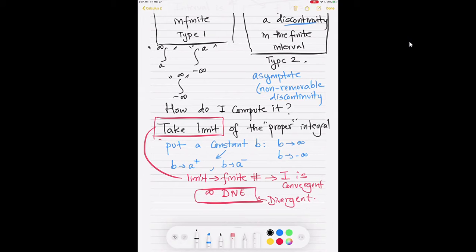The constant B is the one you're going to put, because in the first case, you're saying the interval is infinite. That means I'm starting at A and approaching infinity. I can't do that with infinity. So I'm going to replace infinity with some B and take the limit as B approaches infinity.